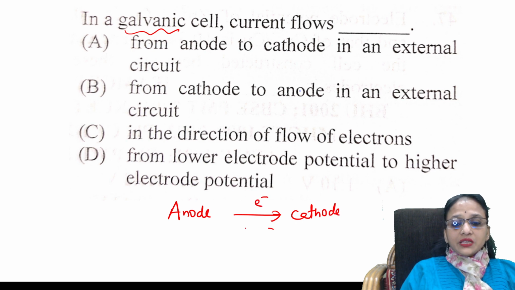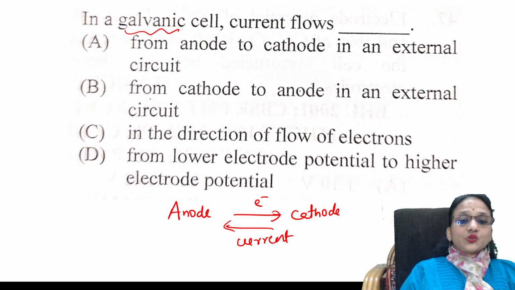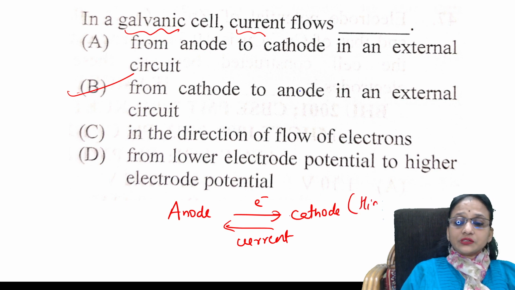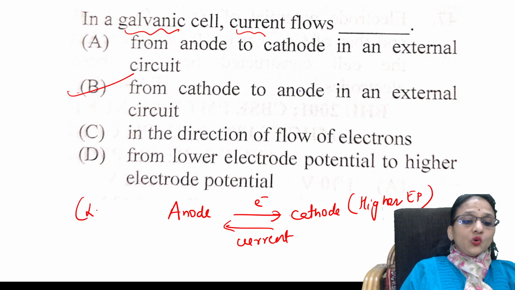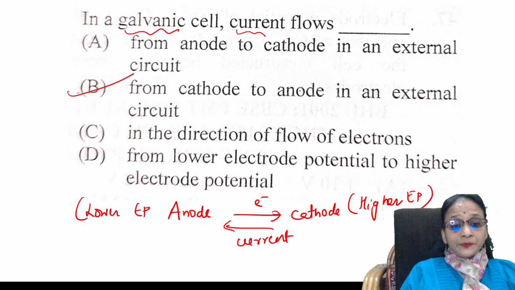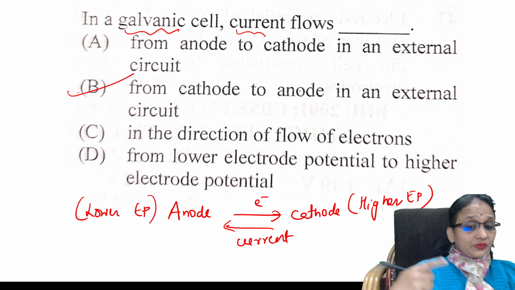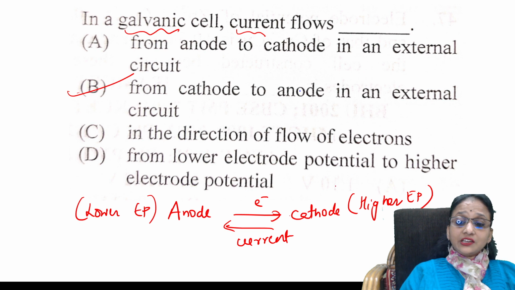Electrons flow from anode to cathode, and current flows from cathode to anode. Got it? So they asked me current. So current flows from cathode to anode in the external circuit. Why? Here, the important thing: cathode is at the higher electrode potential, and anode is at the lower electrode potential. That's why the electrons flow from lower to higher potential and current flows the opposite way. That's why current flows from cathode to anode.